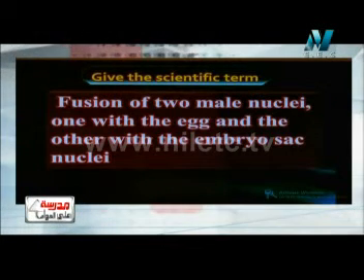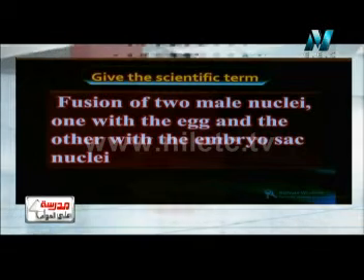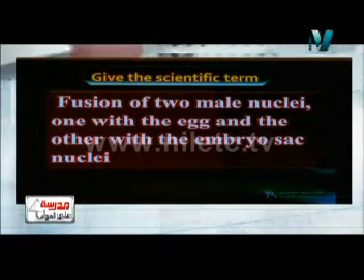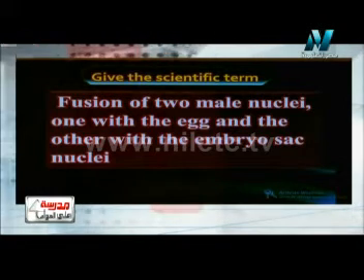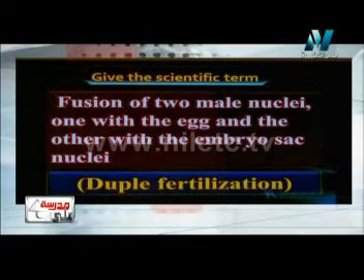Fusion of two male nuclei, one with the egg cell and the other with the embryo sac nuclei. That's two kinds of fertilization, one of them with the egg cell to form the embryo and the other with the two embryo sac nuclei to form endosperm. That's called the double fertilization.